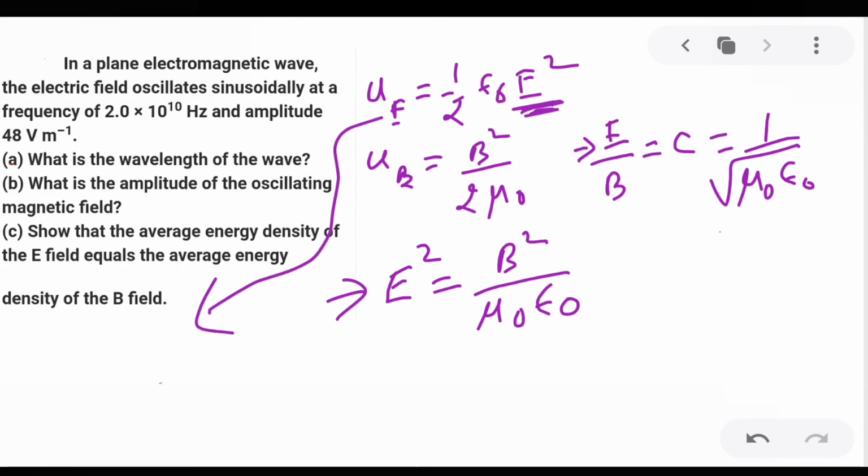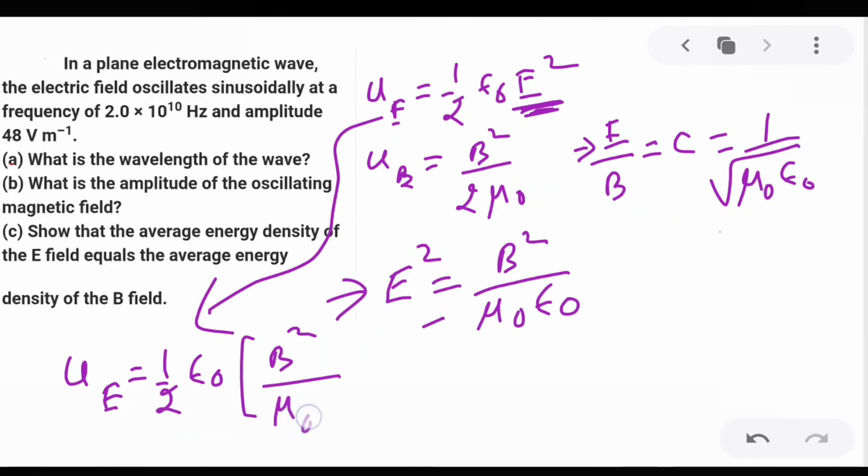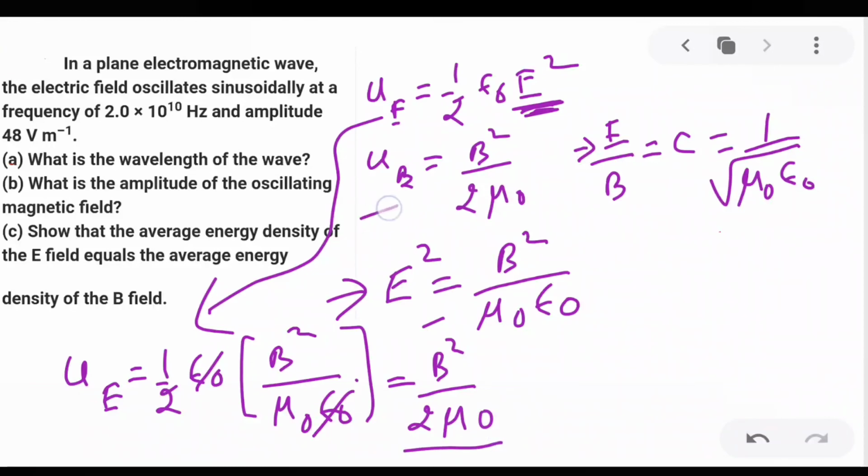UE becomes half epsilon naught times B square divided by mu naught epsilon naught. The epsilon naught gets cancelled. So this is equal to B square by twice mu naught. But what is this B square by twice mu naught? It is equal to U, the energy density in the magnetic field. So the energy density in the magnetic field is equal to the energy density in the electric field.